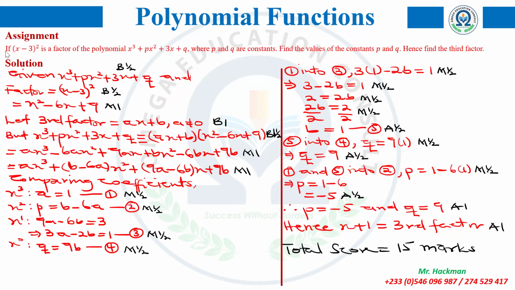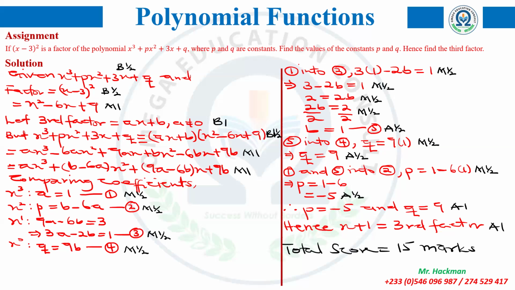Okay, so what do we have? If (x minus 3) all squared is a factor of this polynomial, where p and q are constants, first of all, we are supposed to find the values of p and q, and hence find the third factor. Anytime a question is given on polynomial function and you are required to find the third factor, I told you that though you possibly have three ways of dealing with it, I advise, if possible, use the identity approach.